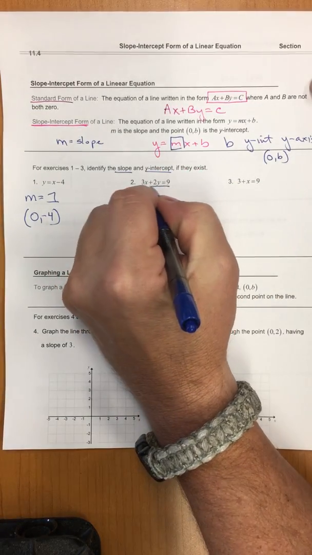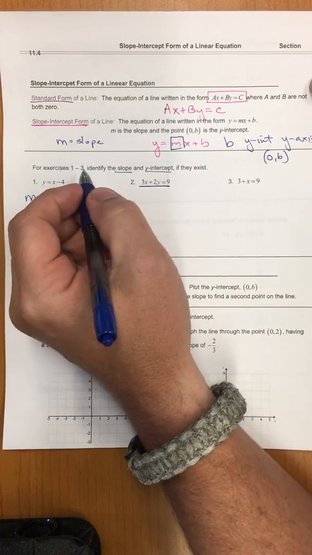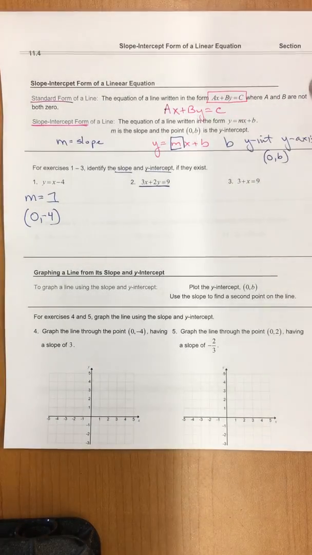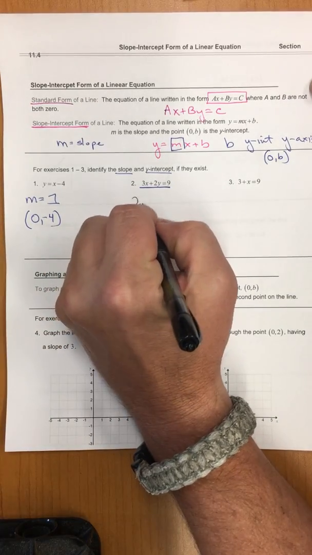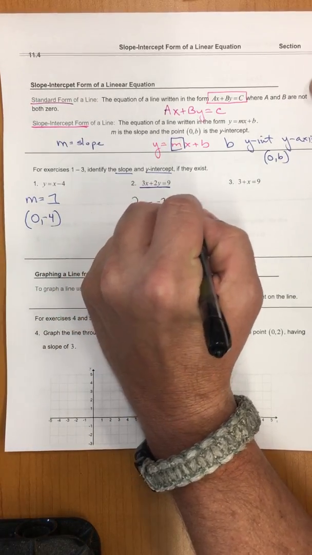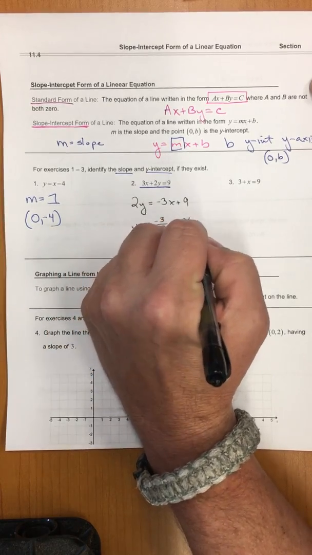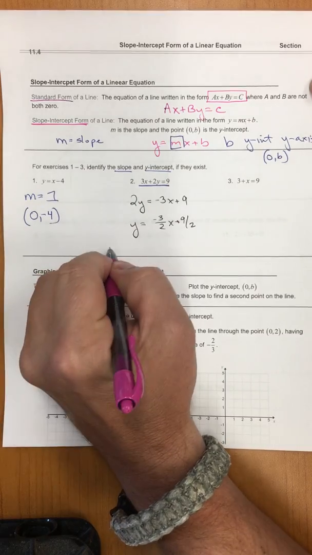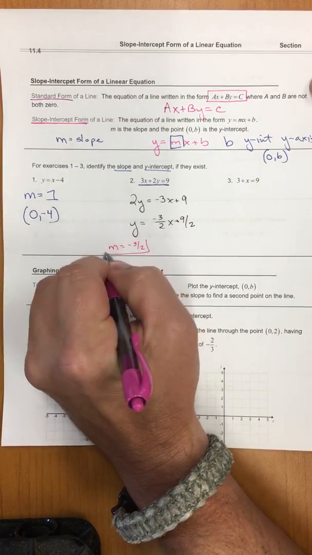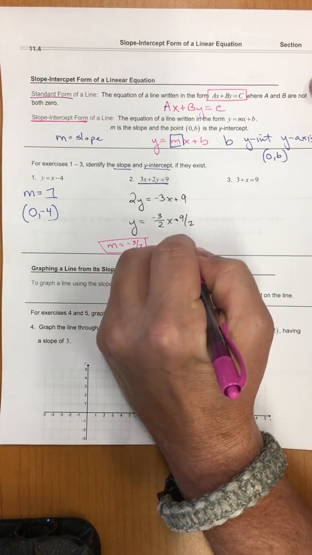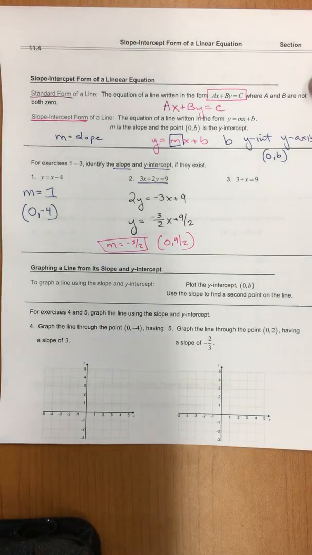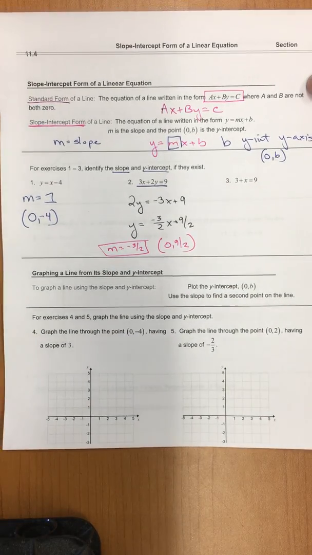For equation 2, see, they're being kind of tricky here. They're giving it to you in standard form. So the easiest way to find the y-intercept is to convert it to slope-intercept form. So I'm going to get y by itself. And now divide by 2. So the slope is -3/2, and the y-intercept is the point (0, 4.5) or (0, 9/2).